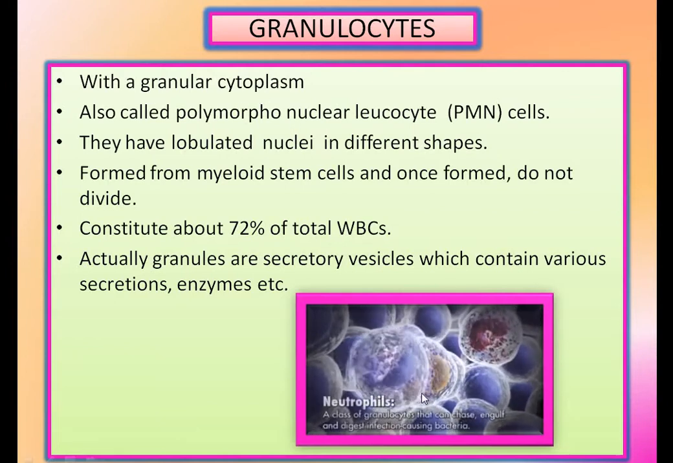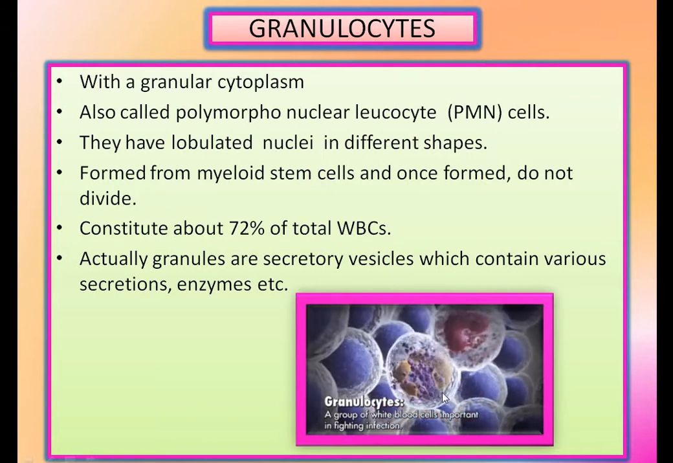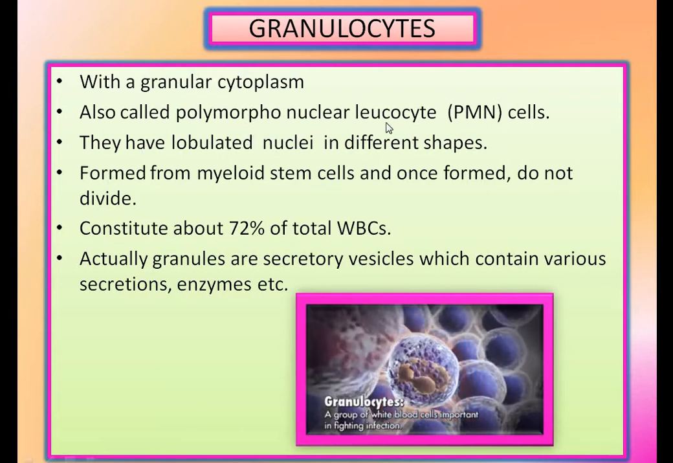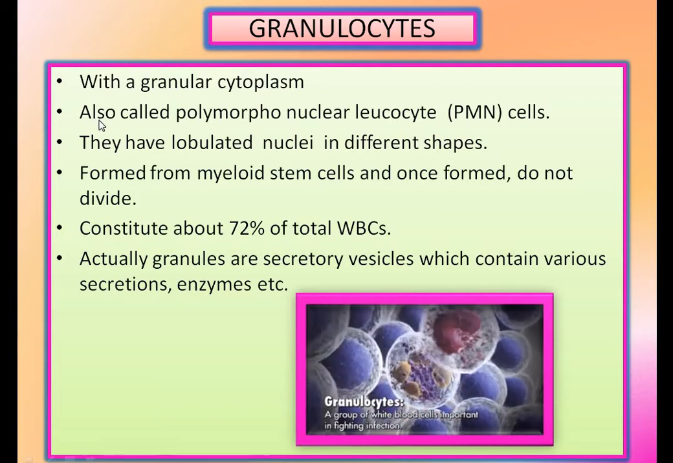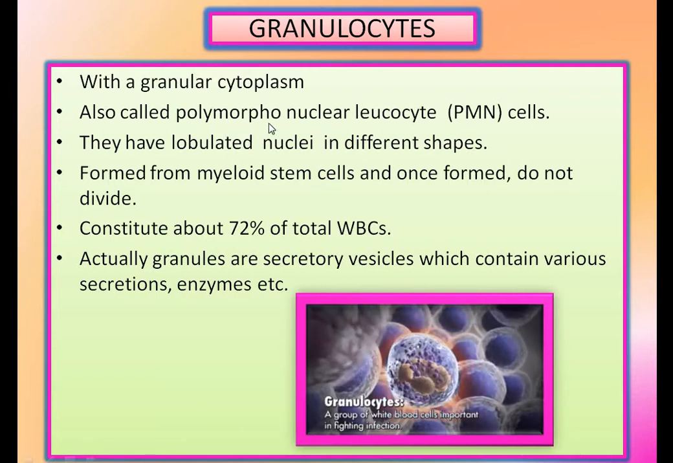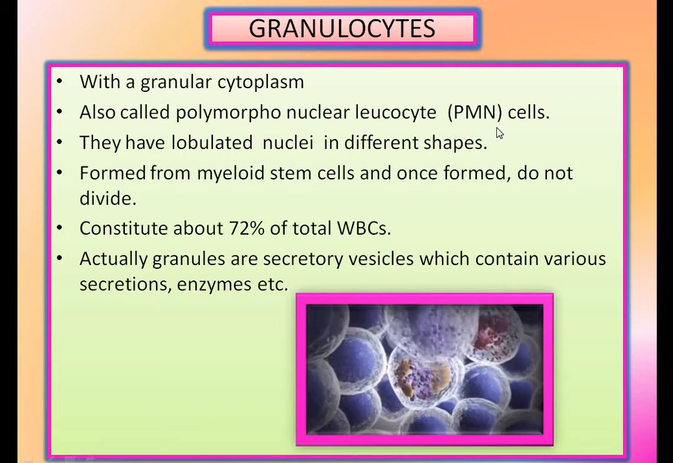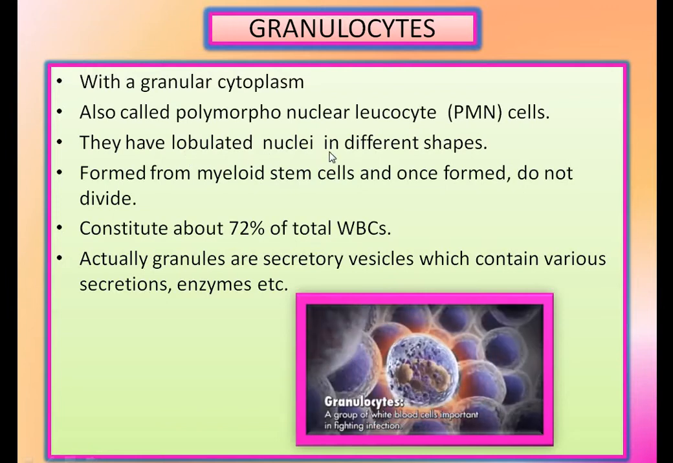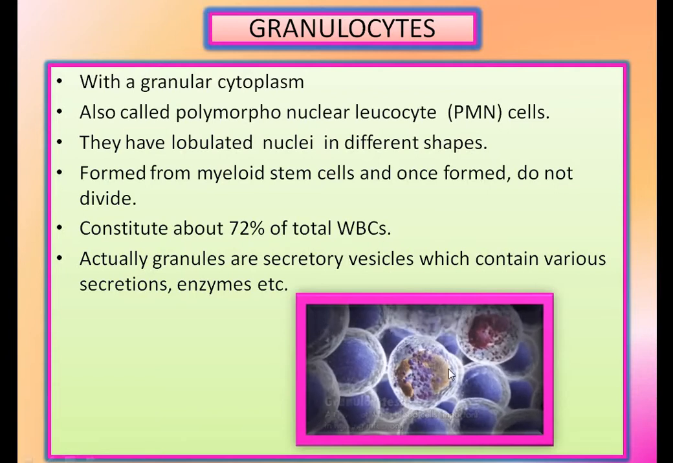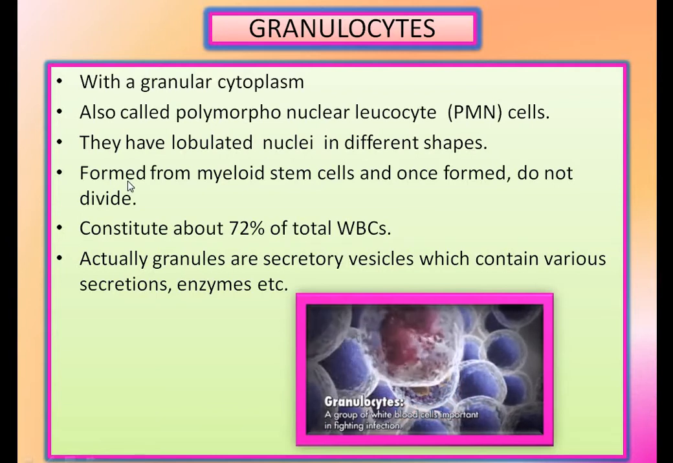Here in this figure, the neutrophils are granulated. That means the cytoplasm contains granules. Also called polymorphonuclear leukocytes. Poly means many, morpho means form. Polymorphonuclear leukocyte, that is PMN cells. They have lobulated nuclei in different shapes. Their nucleus is lobulated. Here the nucleus is lobulated, that means it contains more than 2 lobes.